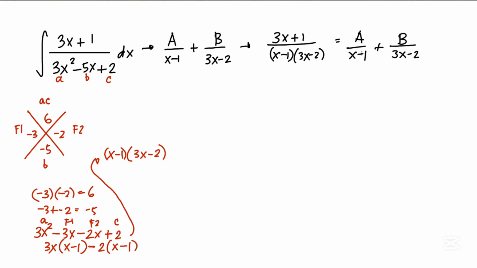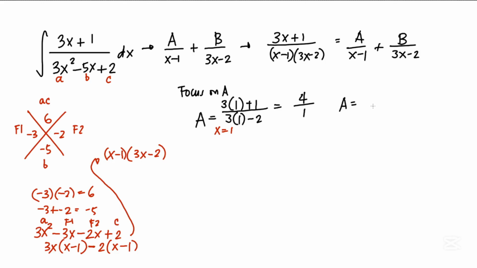Alright. Now, we are going to focus on A. Focus on A. If I want to turn this denominator into 0, my x should be a positive 1. The cover-up method says I will just ignore x minus 1 at this point and then substitute all the other x's into 1 plus 1 all over 1 minus 2. This will give me 3 plus 1 of 4. 3 minus 2 is just 1. Therefore, A is equal to 4.